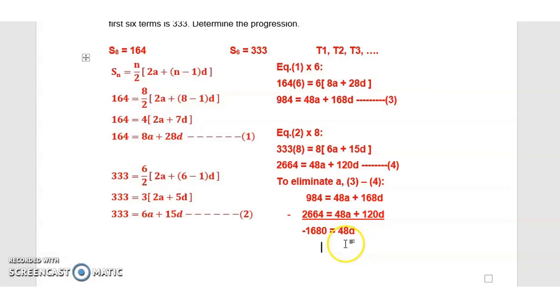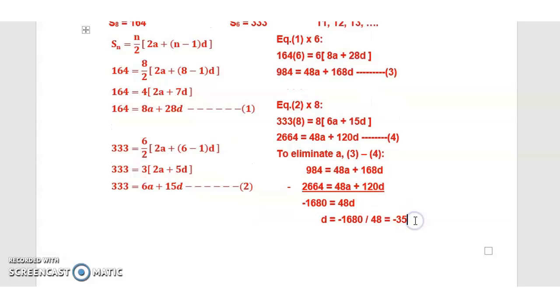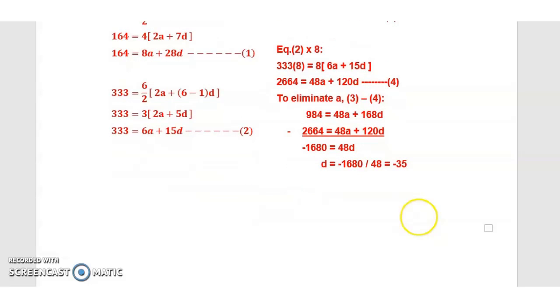So now we can find value d. d equal to negative 1680 divided by 48. So d equal to negative 35. Okay, once we get d, we can find value a. So just substitute value d equal to negative 35 into any equation here. Okay, now how to find value a? Substitute d equal to negative 35 into, let's say, equation 1.